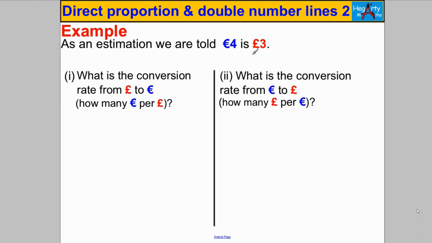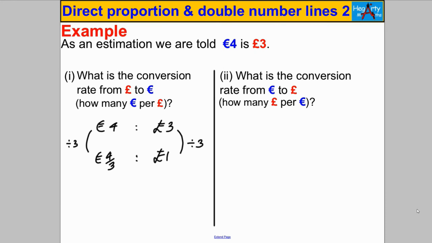We are told that 4 euros is 3 pounds, so I'm just going to write here 4 euros to 3 pounds. I want the conversion rate from pounds to euros, i.e. how many euros per pound, okay? So I want the pound number to be 1. How do I do that? I divide by 3. So what am I going to do to the euro number? I'm going to divide by 3 as well, and I'm going to get 4/3 of a euro.